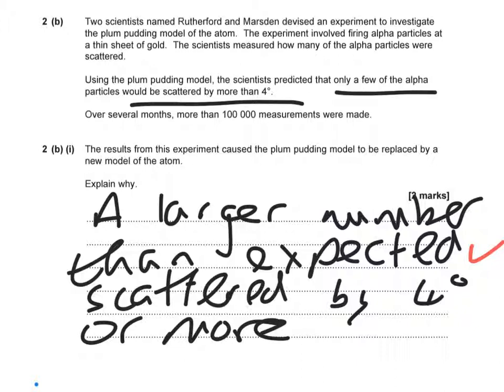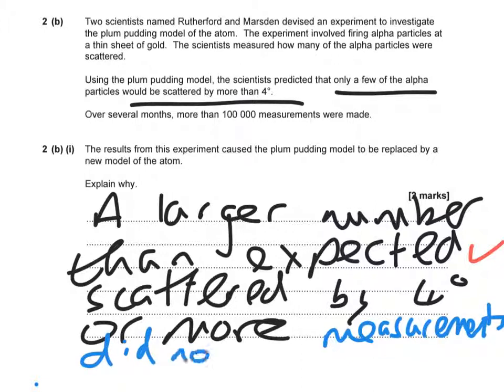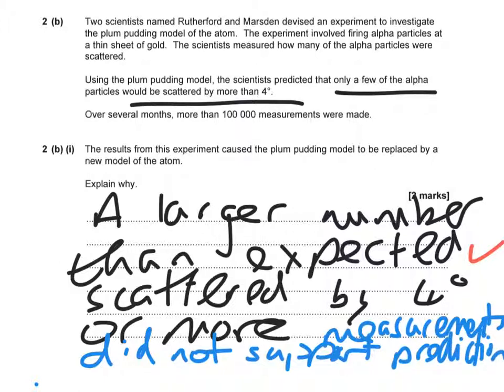So here I'm just going to write measurements did not support prediction. And that will get you the second mark. Alternatively, you could have the idea that the plum pudding model could not explain the results of the experiment, and that would also be a mark for that point there as well.